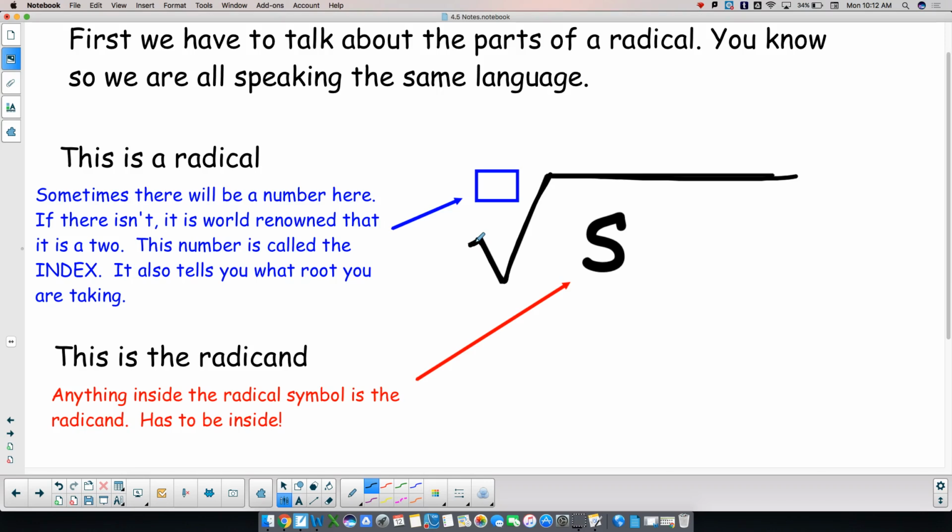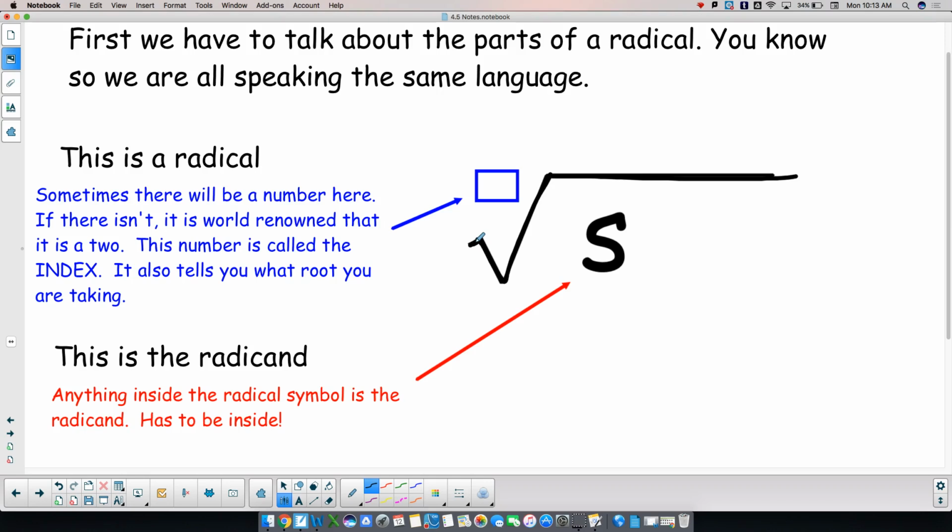So you're taking the square root. If it was a 3, you would take the cube root. If it was a 4, you'd take the 4th root. If it was an 18, you'd take the 18th root. Okay? So that is the radical and the index. Okay? The index is the big part out there.